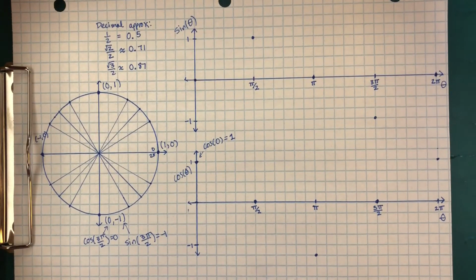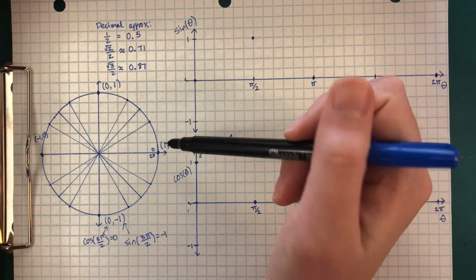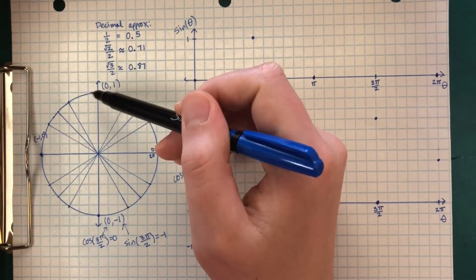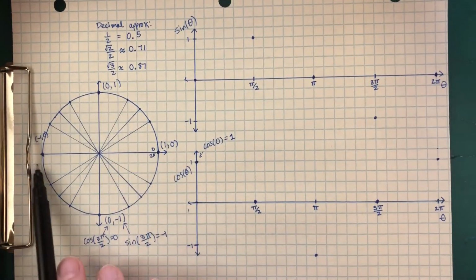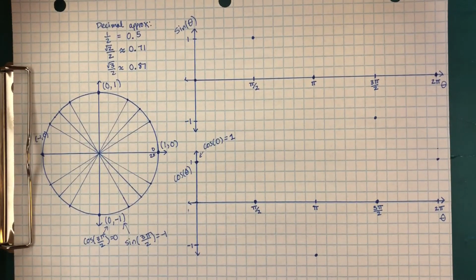Based on the y coordinates as we move around the circle. And the cosine would go from 1 to 0 to -1 to 0. 1, 0, -1, 0. It would keep changing between those values as you kept going around the circle.